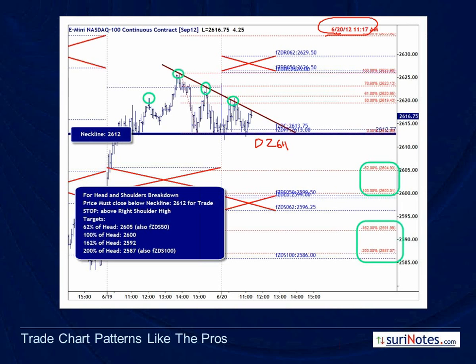And I waited for at least 2.5 hours, and nothing happened. My targets would have been, again, using the fib zone pivots, and I also took the distance from the head. I was marking this and saying, well, if it ever happens, that's what I'm going to trade.